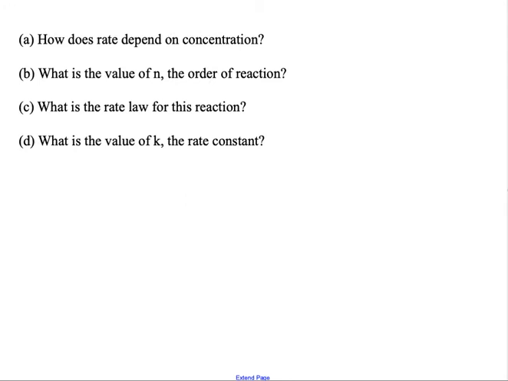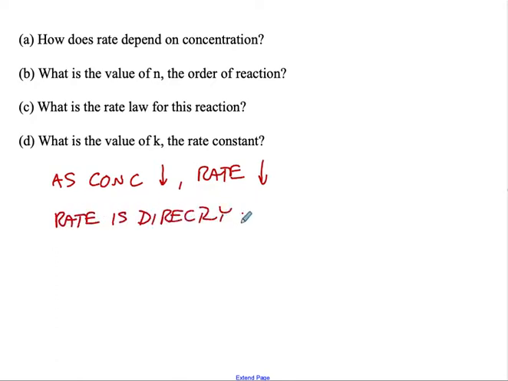So how does the rate depend upon concentration? As the concentration decreases, the rate decreases. And in fact, since the rate decreased by the same factor as the concentration, it must be the case that the rate is directly proportional to the concentration. That allows us to deduce that n, in this case, is equal to 1. Simply by seeing that the rate is directly proportional to the concentration, we can deduce that this reaction is first order with respect to N2O5.